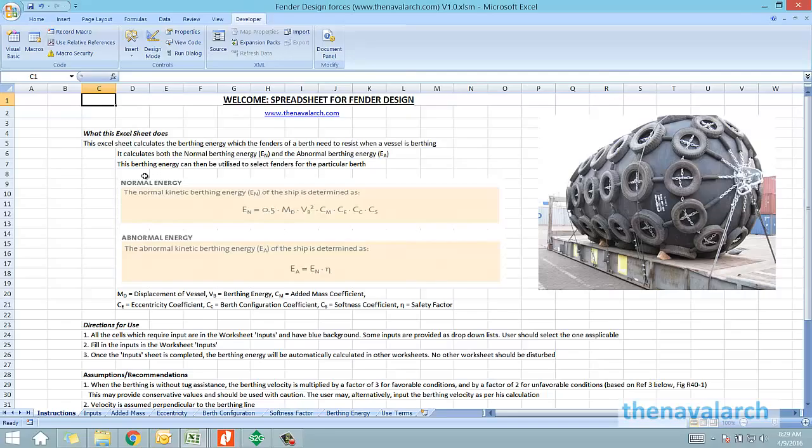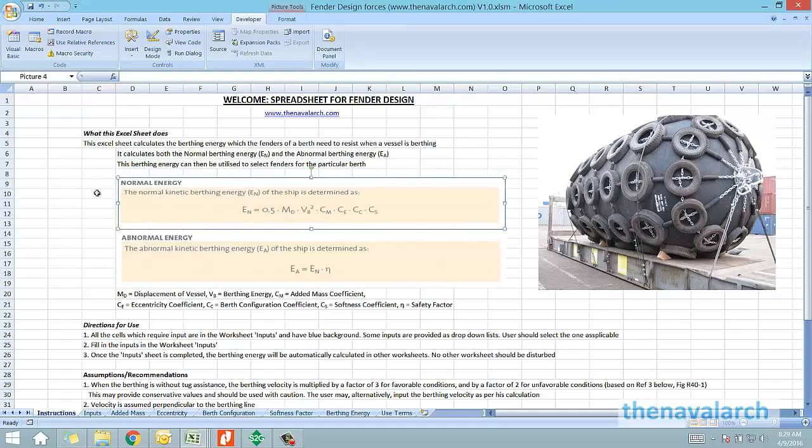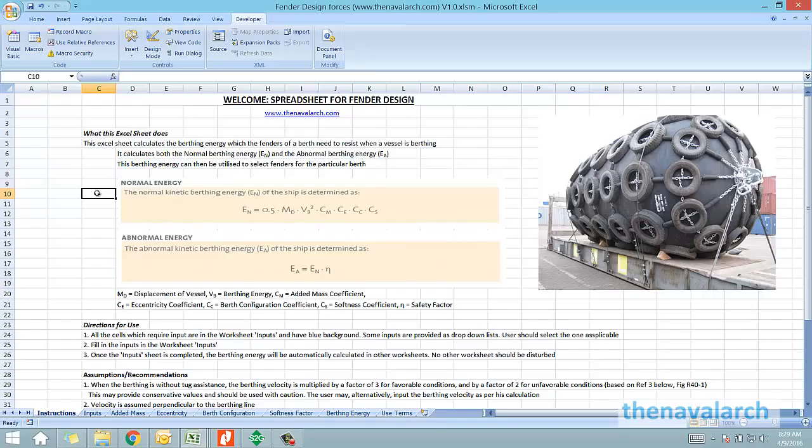This spreadsheet calculates the berthing energy required to berth a particular vessel, and from this berthing energy we can select fenders which are capable of absorbing this berthing energy. It calculates both the normal and abnormal berthing energies. Abnormal berthing energy is for extraordinary berthing cases like storms or gusts of wind during which the vessel can hit the berth at much higher velocity and energy.